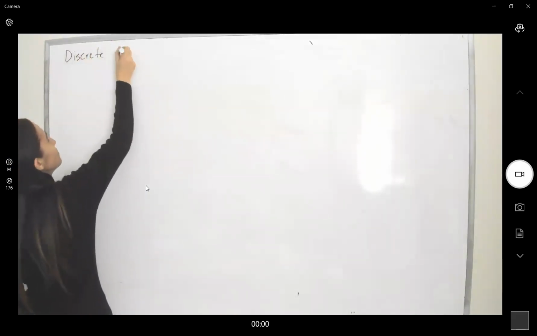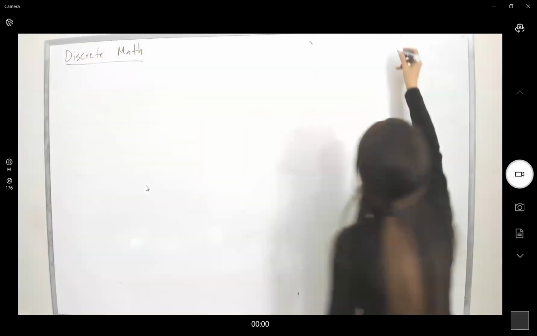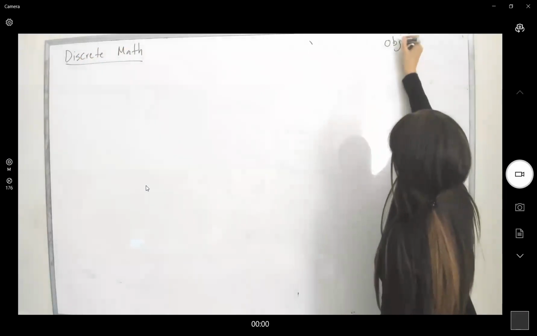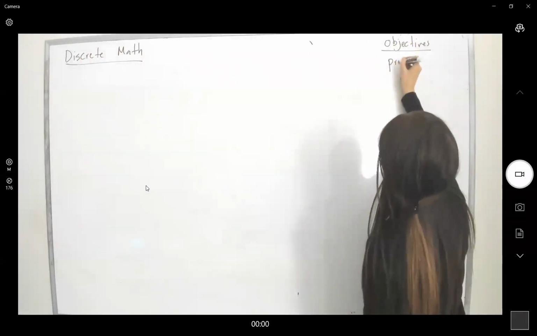Learned so far? We start talking about different types of proofs. Objectives, proofs.